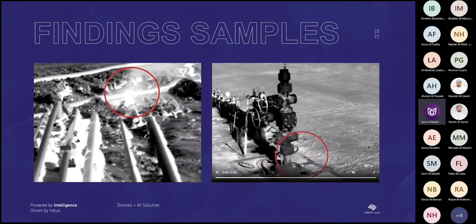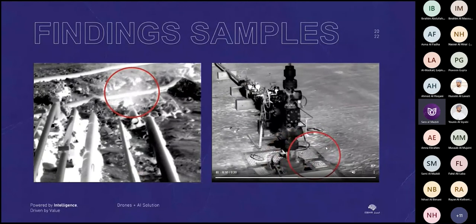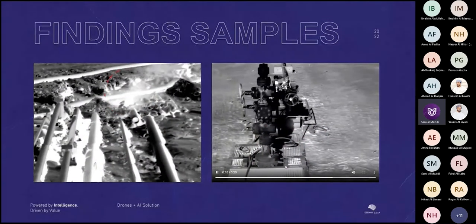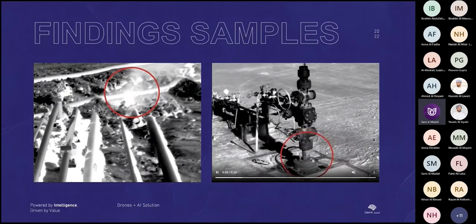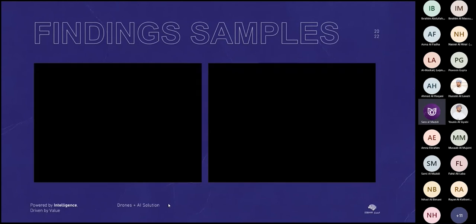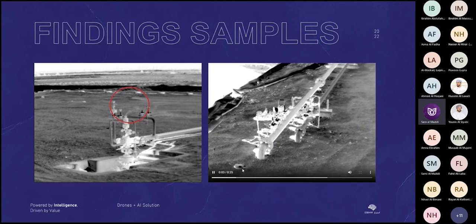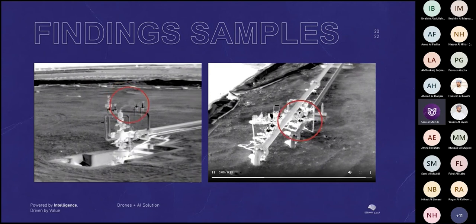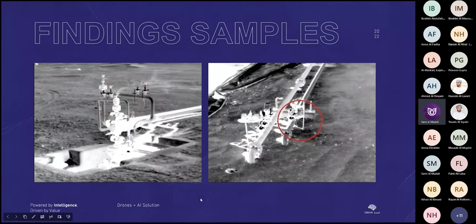This one is actually very small, but I hope you are able to see it. It's one of the advantages of this camera that, in some cases, the handheld camera could not see such small leaks. This is another leak found in the same use case, and here you can see it's a very small leak but detectable by our OGI camera.